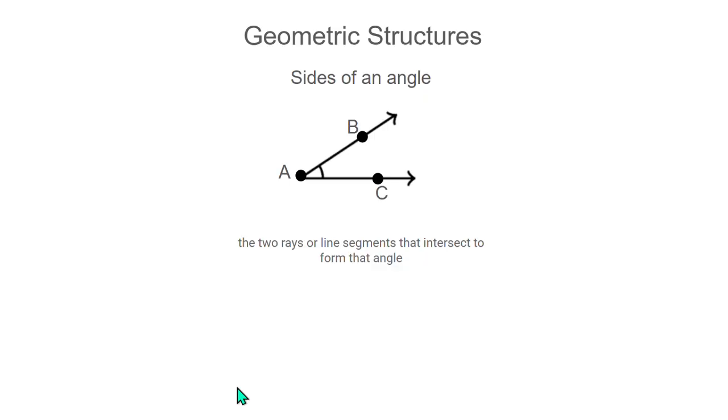Last and probably least for the structures, we have the sides of an angle, which are the 2 rays or line segments that intersect to form the angle. You might notice that we aren't talking about lines here, because even if the angle was formed by a line or 2, it would get cut off for the purpose of being a side.